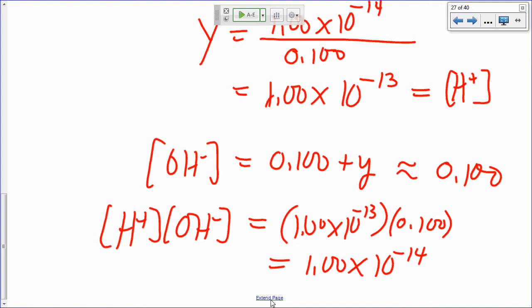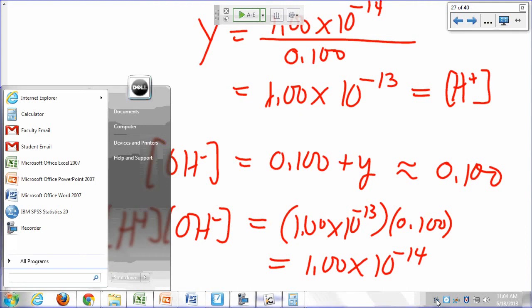So, solve problems where the KEQ is very large or very small. Anytime you see KEQs that are very large and very small, you should be thankful because that makes your problem easy. Okay? So this would be a good place to stop.